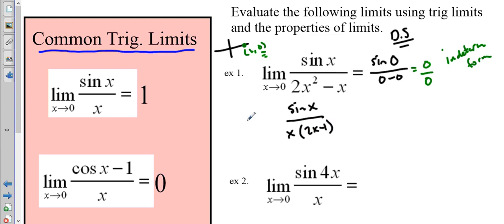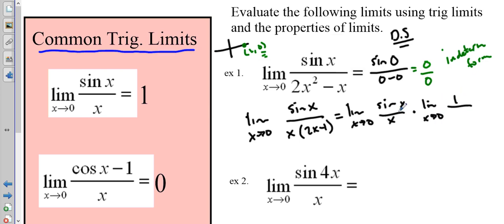Now, the property of limits, as I stated before, if you recall, we did this in the last tutorial, is that as you approach 0, to figure this out, we can separate this into two different limits. I can take the limit as x approaches 0 of sine of x over x, which is actually this portion right here, that equals 1. I can multiply that times the limit as x approaches 0 of 1 over the other limit, which is 2x minus 1.